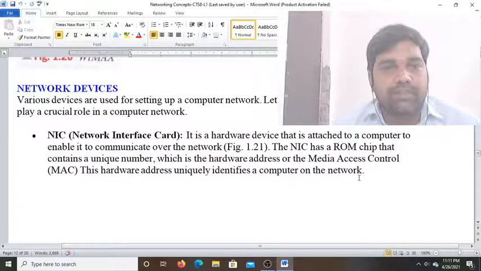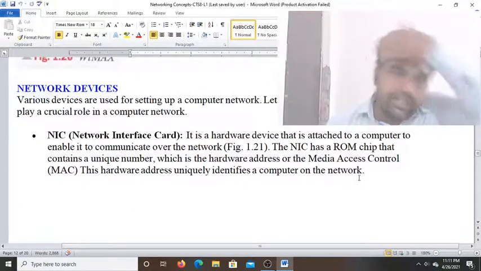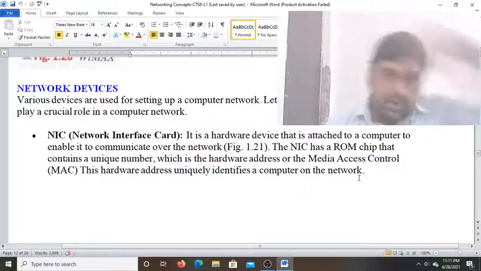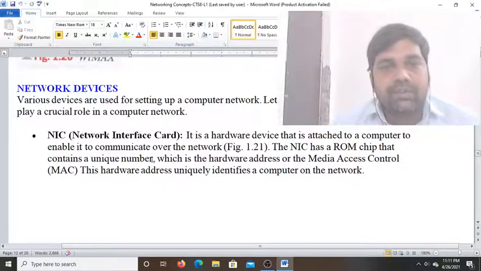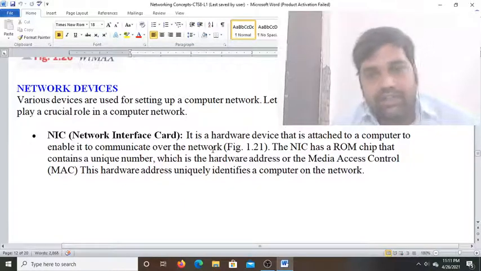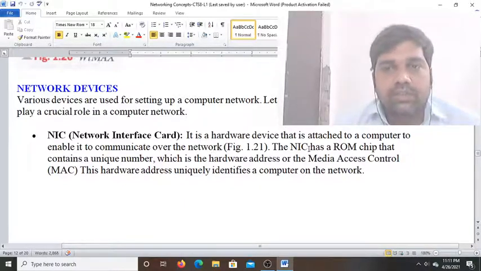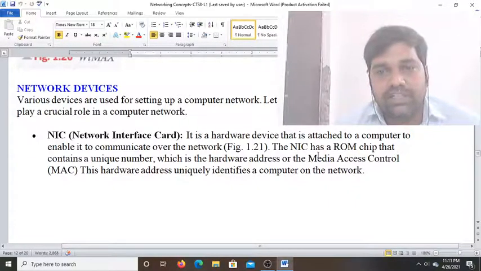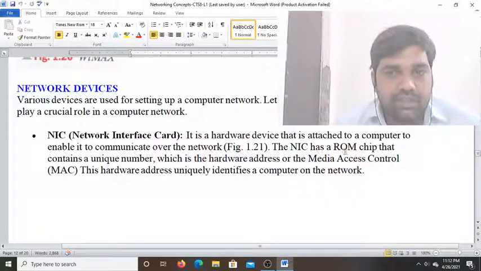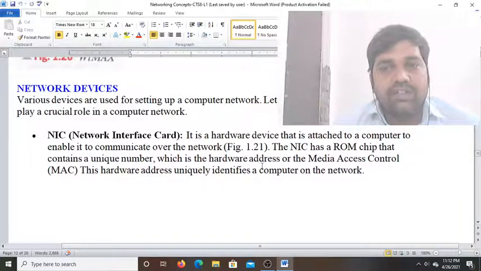Okay, now perfect. So this NIC helps to communicate over the network. It means it helps the computer or laptop to communicate over the network. This NIC has a ROM chip, that is the read-only memory chip. This network interface card contains a chip called the ROM chip, and this ROM chip has a unique number, which is the hardware address, also called the MAC address.